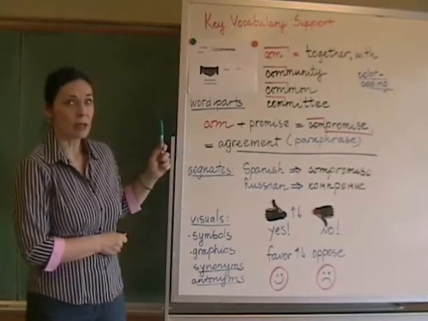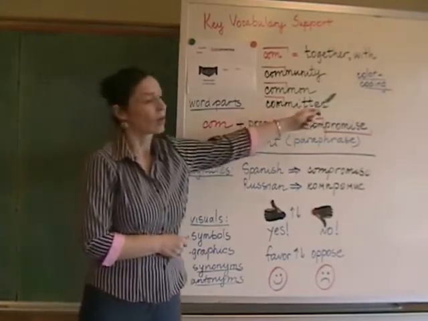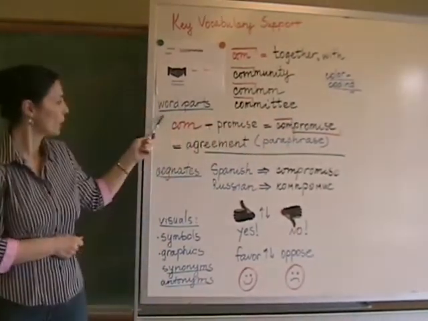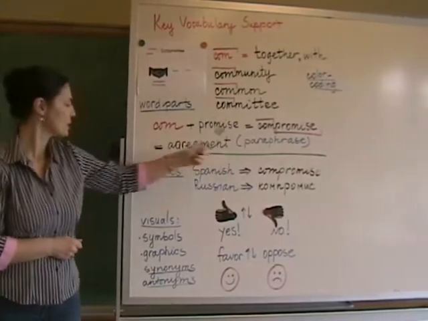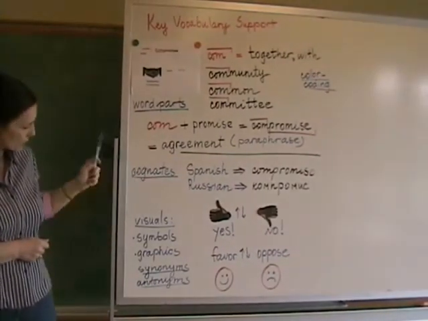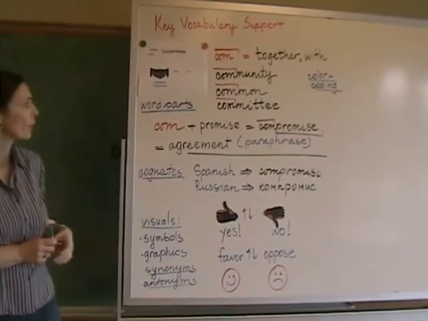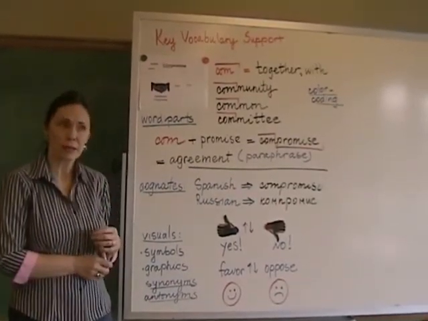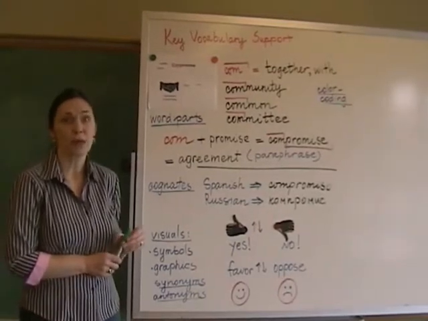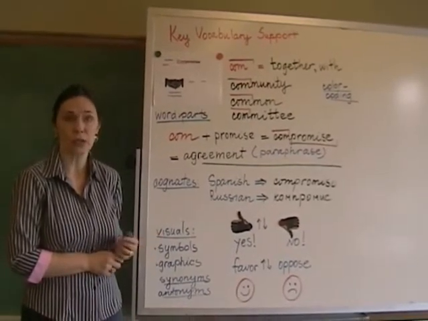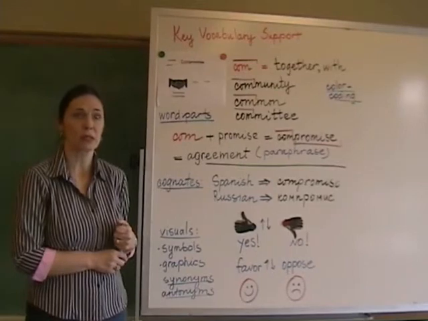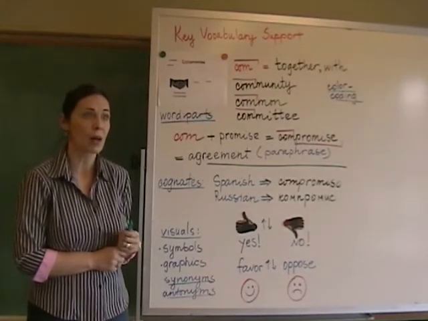The strategies that I will demonstrate today are color coding, word parts, paraphrase, cognates, and visuals, synonyms, and antonyms. In a social studies classroom, content is very important. This is what we teach. We teach content in social studies, and we assess content as well.